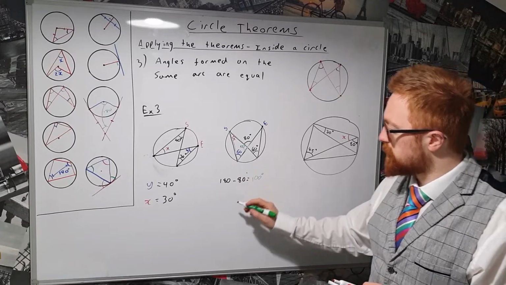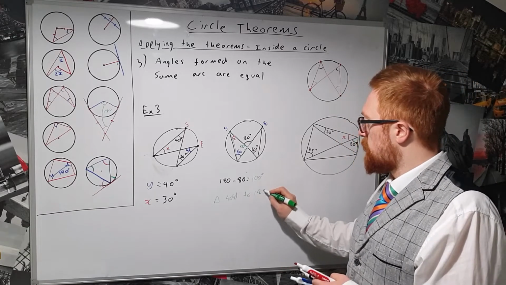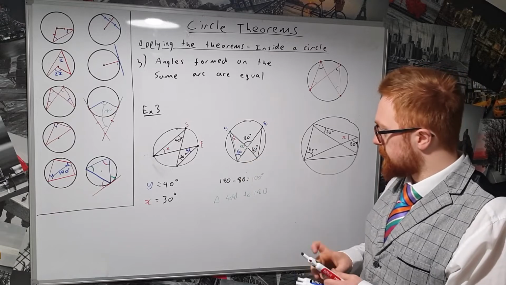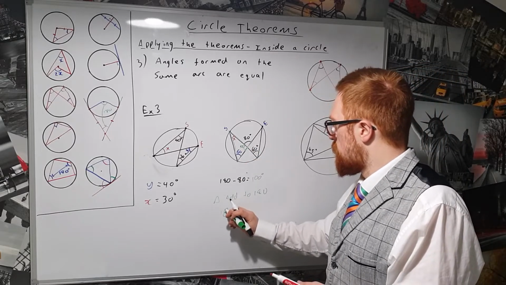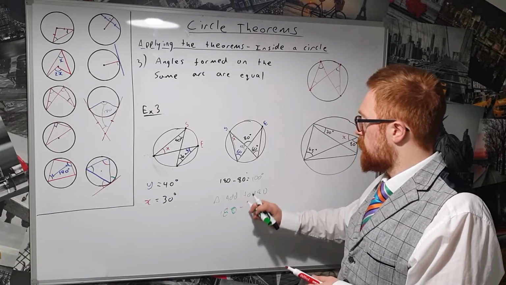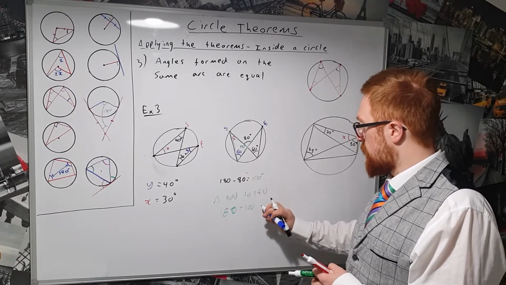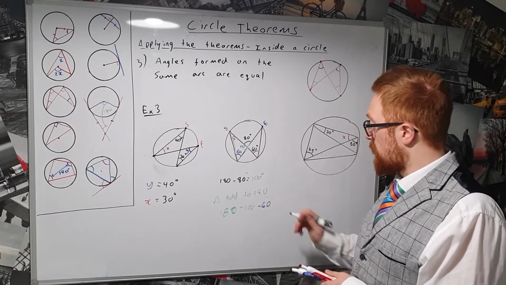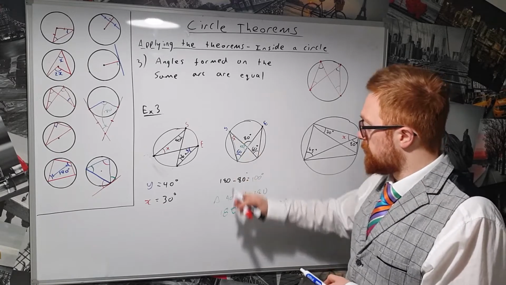And then in my green triangle, the angles add to 180, so I can now work out what x is. So if I do my 180, if I take away that 100, and then take away that 60, the angle that I'm left with is 20 degrees, and that is our value of x.